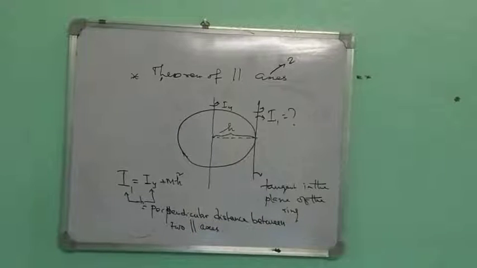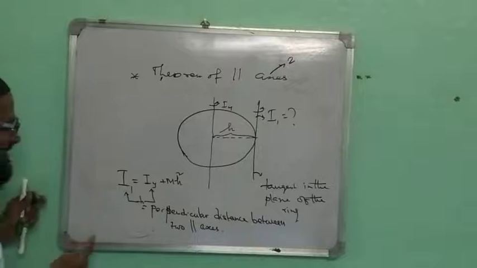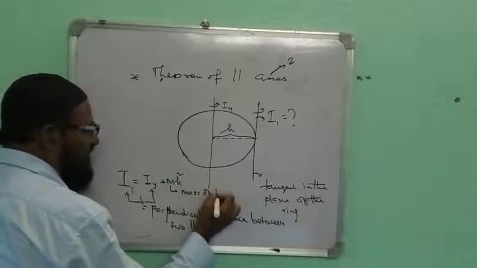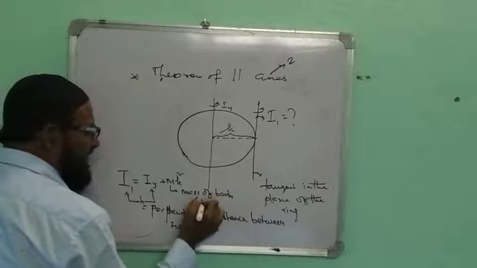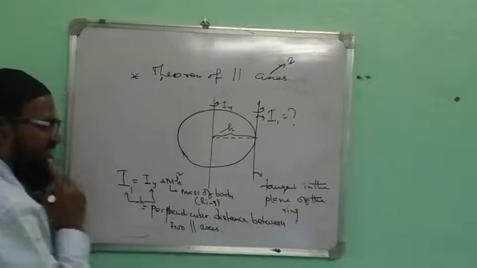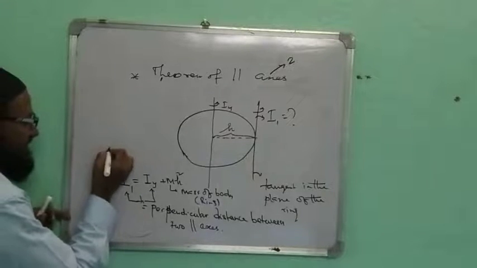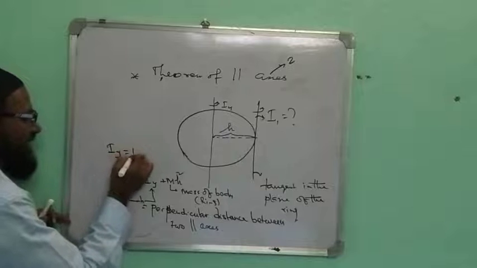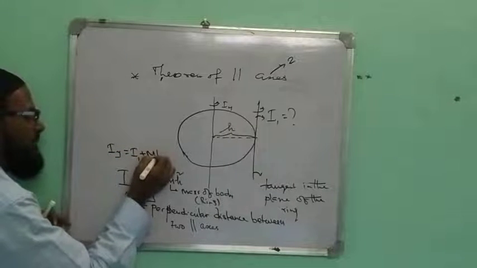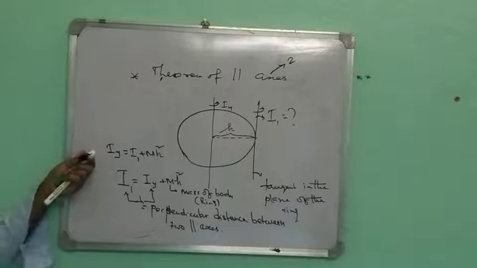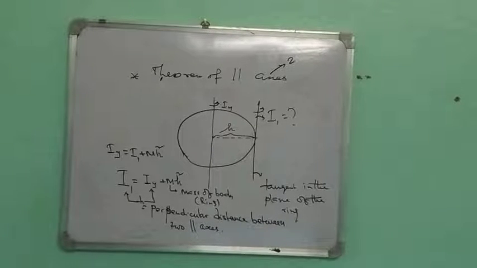Now, what is M? M is the mass of the body. In this case, the ring. Clear? Now, a question: one student has written like this, "Sir, I1 equals I1 plus M H square." Is this correct, or is this correct? Which is correct, or are both correct? Is there any difference?